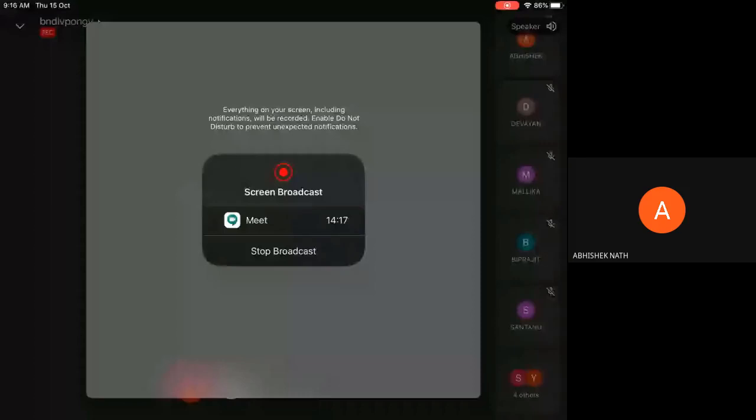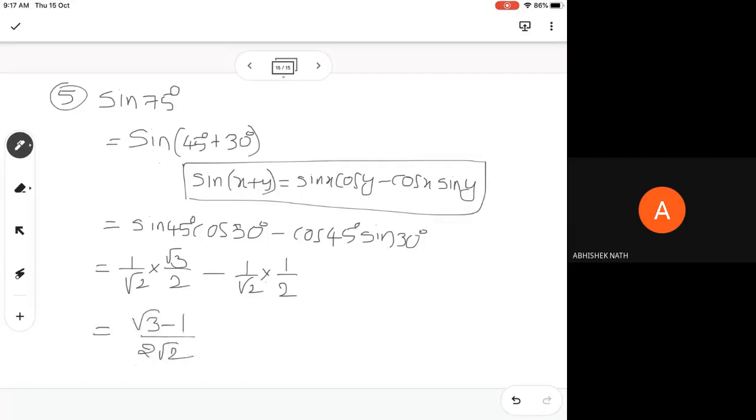Okay. So here the value we are going to get is root 3 plus 1 by 2 root 2. So the value of sine 75 degrees is this. Like that, the question may ask you to find sine 75 degrees, cos 75 degrees, tan 75 degrees, and 15 degrees are important in some other examinations also. In competitive examinations, you should remember the values.